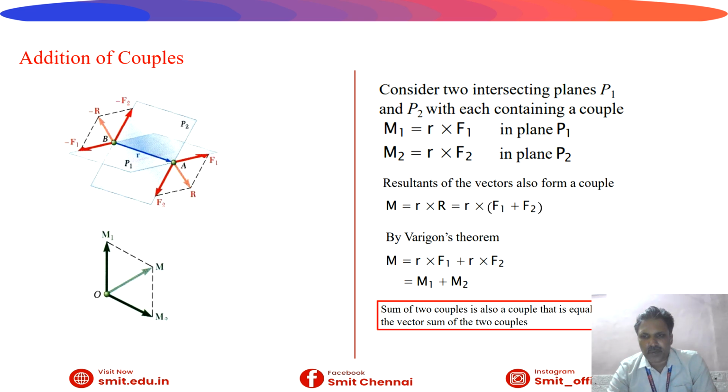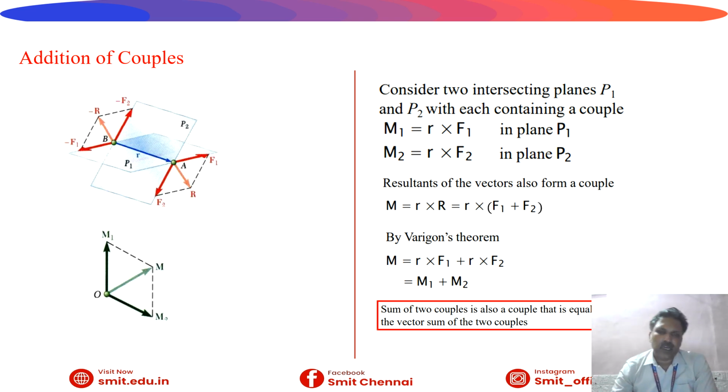How will it form a couple? M equal to R into R. What is R? The summation of both forces, F1 plus F2. Then by Varignon's theorem, what is Varignon's theorem? The sum of moments of all forces about one particular point equals the moment of the resultant force about the same point. That is the definition we already studied.